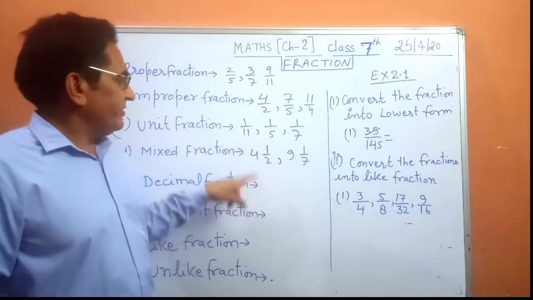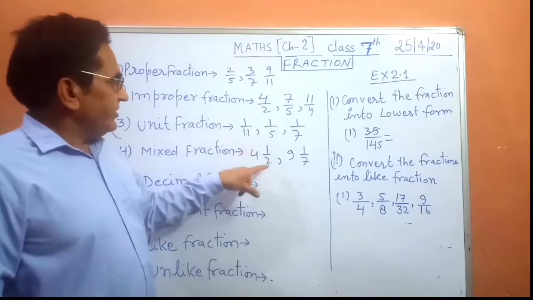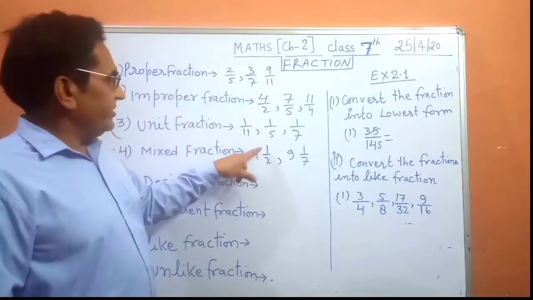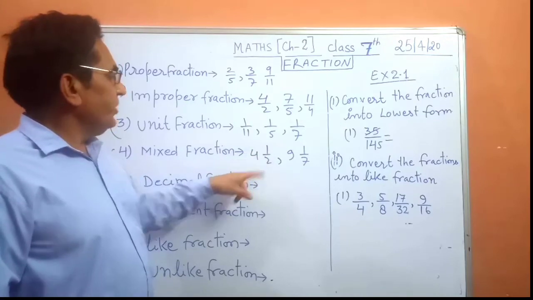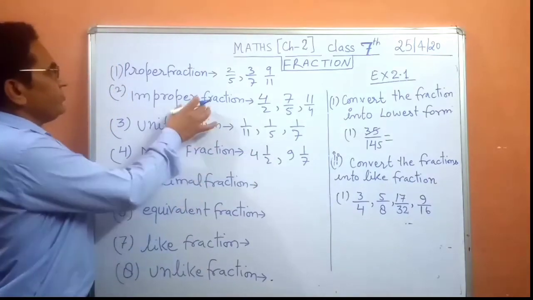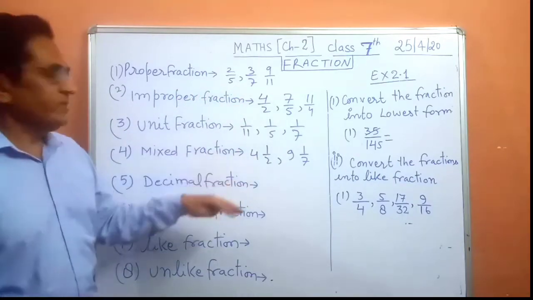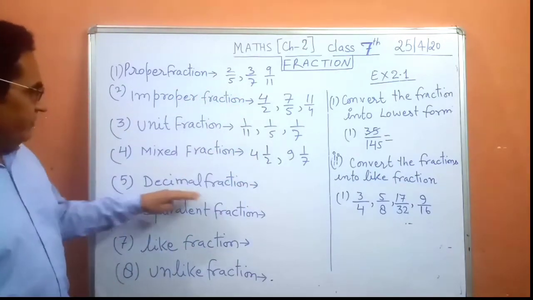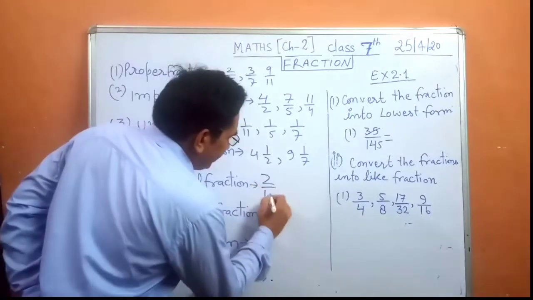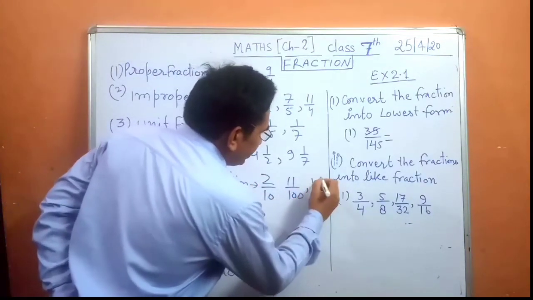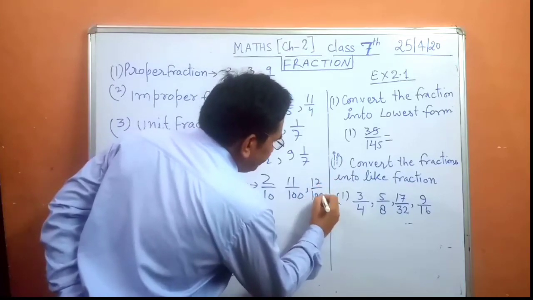Whole part, fraction part. If we multiply and add, we can change this mixed fraction into an improper fraction. 4 times 2 is 8, 8 plus 1 is 9, so 9 by 2. A mixed fraction can be changed into an improper fraction, and an improper fraction can also be changed into a mixed fraction, vice versa.